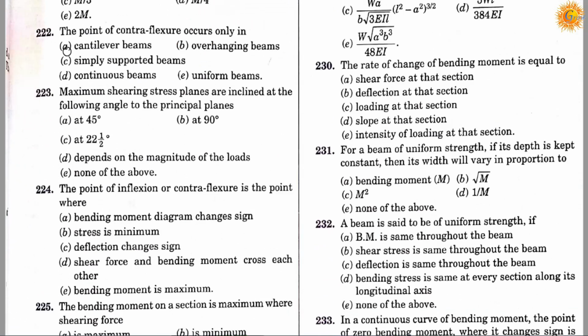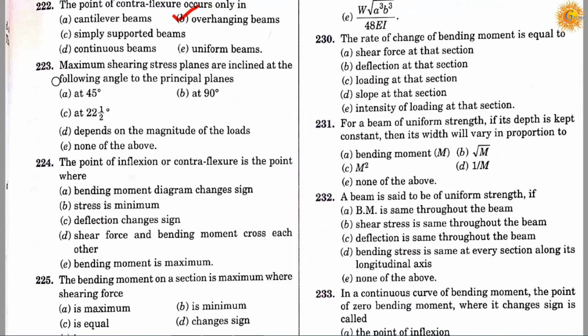Question number 222. The point of contraflexure occurs only in, option A is cantilever beams, option B is overhanging beams, and option C is simply supported beams, option D is continuous beams, and option E is uniform beams. Correct answer is B. It will be overhanging beams. Question number 223. Maximum shearing stress planes are inclined at the following angle to the principal plane.